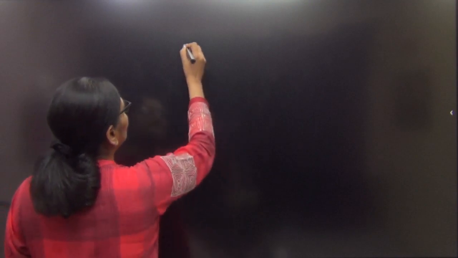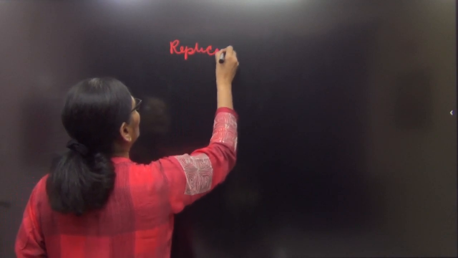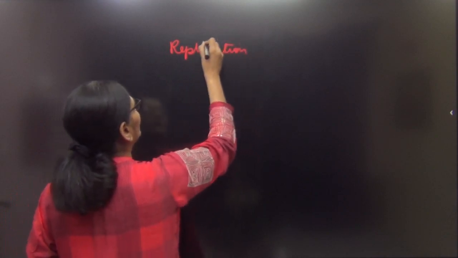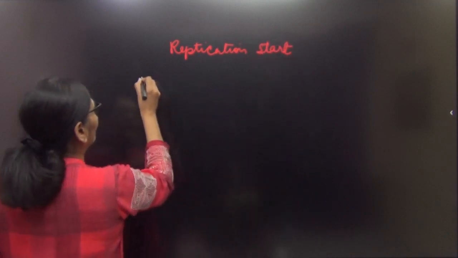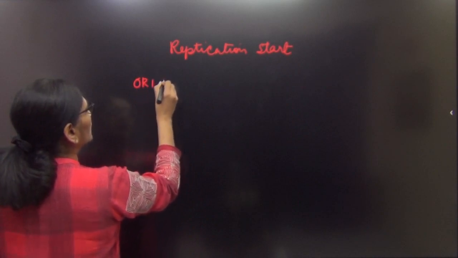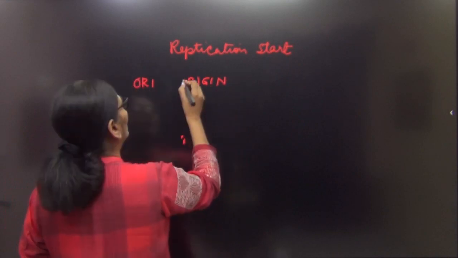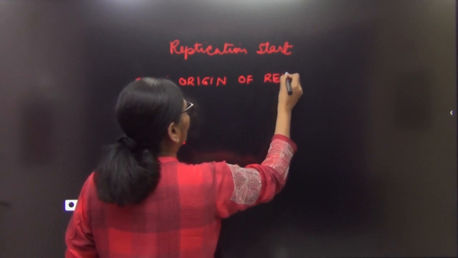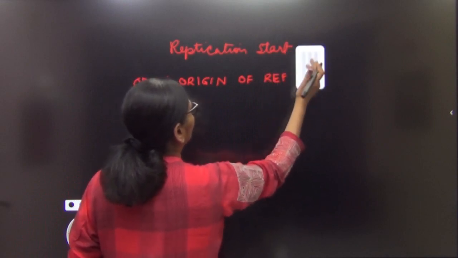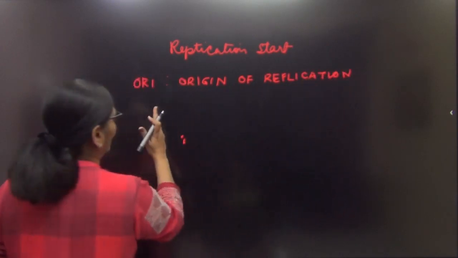So before I show you this diagram, I want you to understand first from where will the replication start? As I told you, the replication will start from fixed points on a eukaryotic DNA, and those fixed points are called ori, also called origin of replication. This means ori means origin of replication, right? ये origin of replication multiple पाए जाते हैं in eukaryotic DNA.